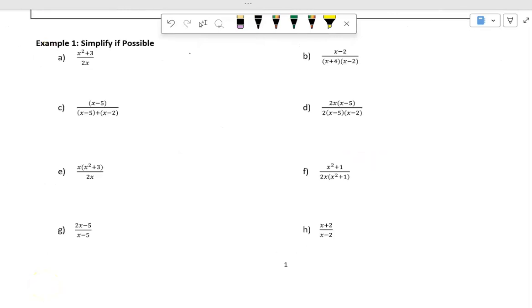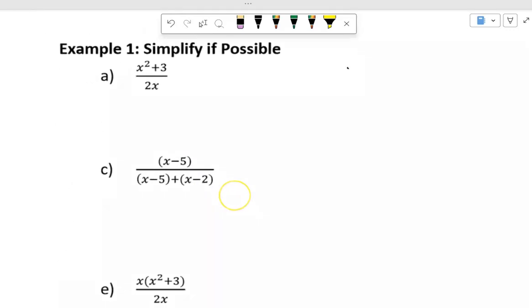Example 1 is all about deciding whether we can or cannot simplify something. And what we're looking for to simplify would be matching factors on top and bottom, which means we would need factored form, or we would need the entire top to be able to be canceled with an entire factor on the bottom, or vice versa. So let's go straight into it in example 1. It says simplify if possible.